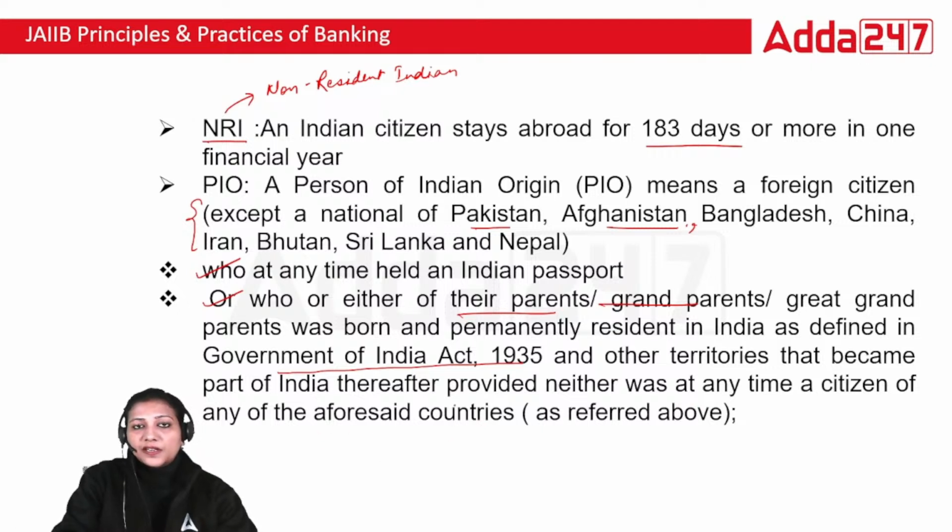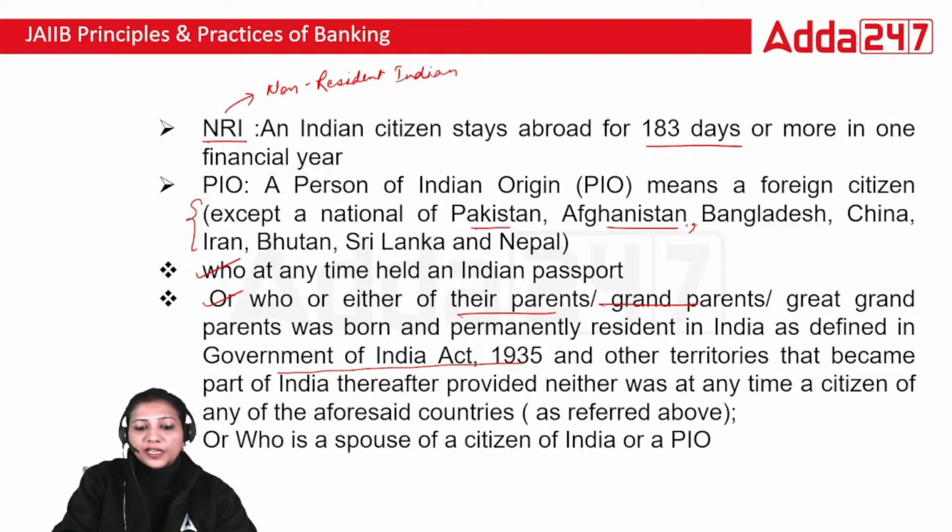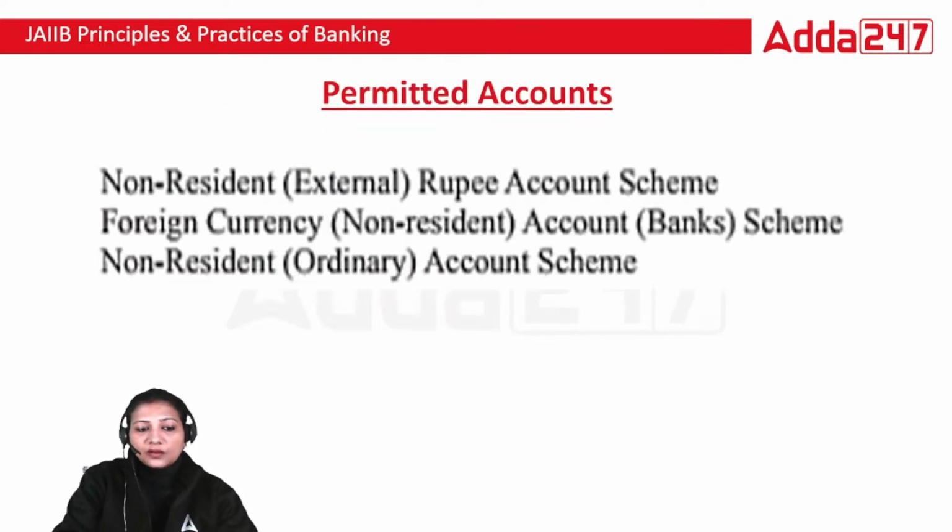So if their parents, grandparents, or great grandparents were permanent residents of India and now the children have shifted to another place, they will be known as persons of Indian origin. Or who is a spouse of a citizen of India or a PIO. If one of the spouses belongs to India or is a spouse of a PIO, they will also be termed as persons of Indian origin.